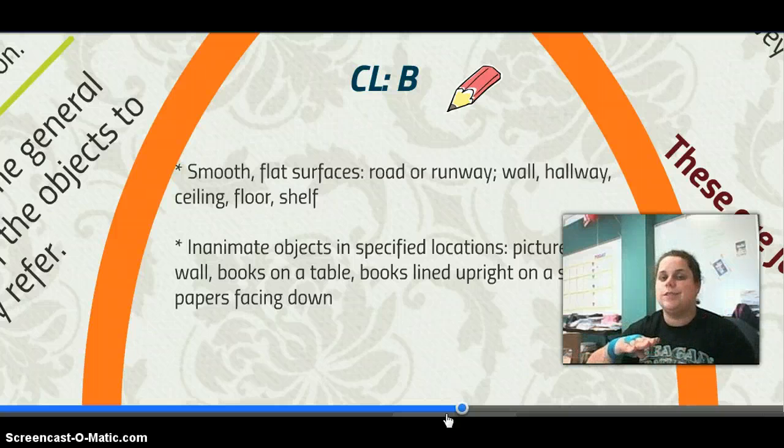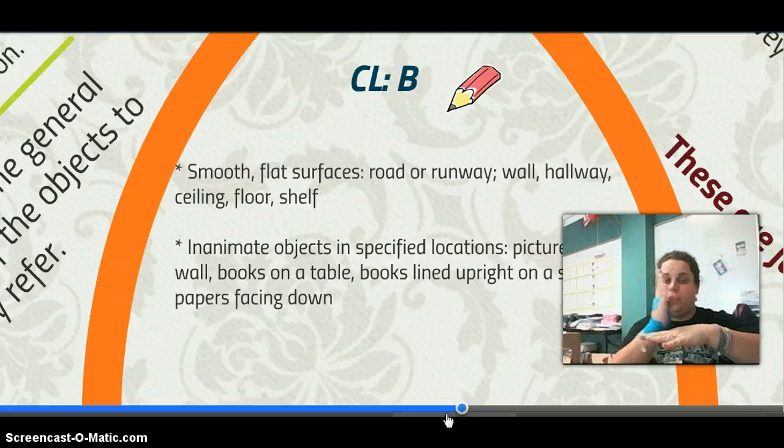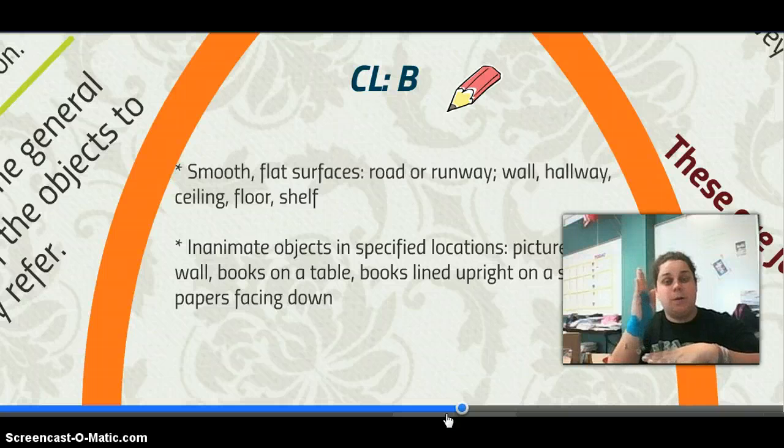Now, here's where it turns into CL base B. If you've got this table and you put something on it, now that B is base B. Likewise, if you're talking about shelves and books lined up, this book is CLB and the shelf is CL base B.